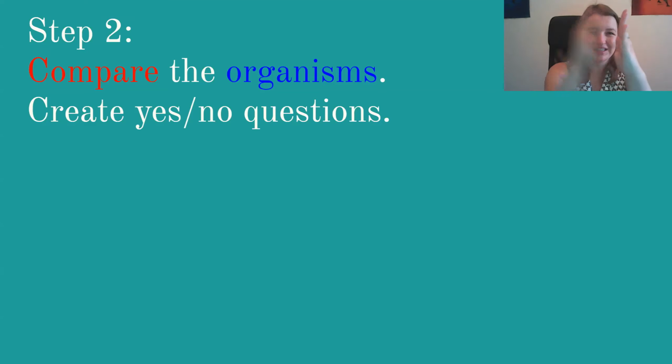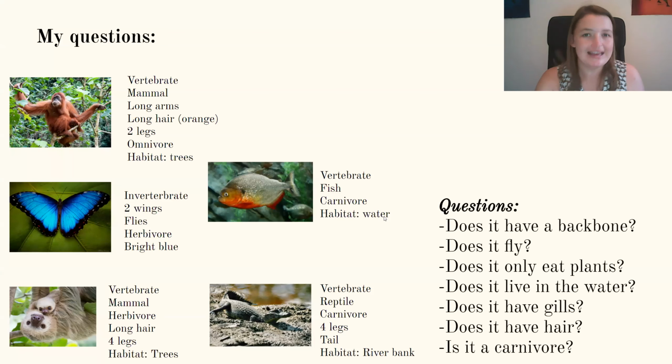So, next to my notes, I wrote some questions. Again, I like "does it have a backbone?" because it helps me to separate quickly any insects, any arachnids from any of my other types of animals. Does it fly? Does it only eat plants? Does it live in the water? Does it have gills? Does it have hair? Is it a carnivore? Now, I might not use all these questions, but they're there to help me with a starting point and start to separate out, and I'll see as I go along where I go.